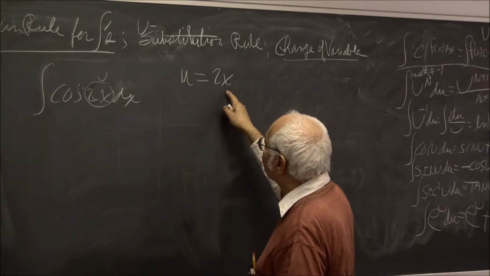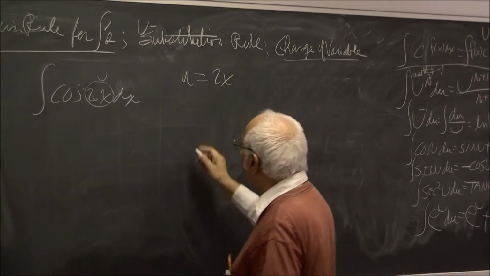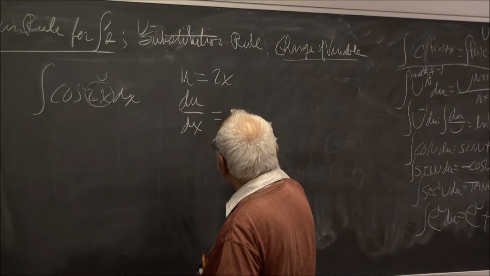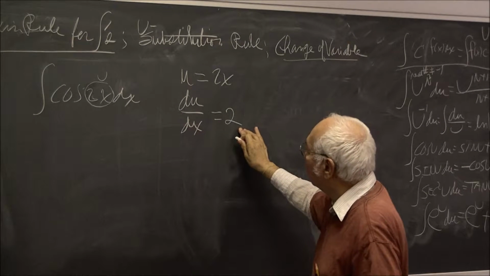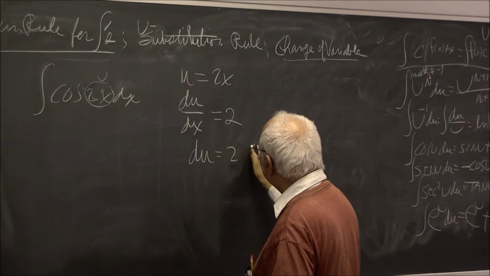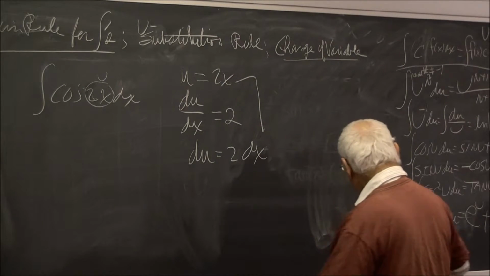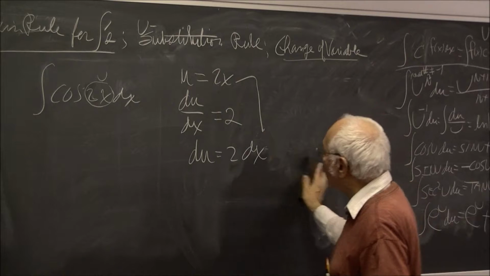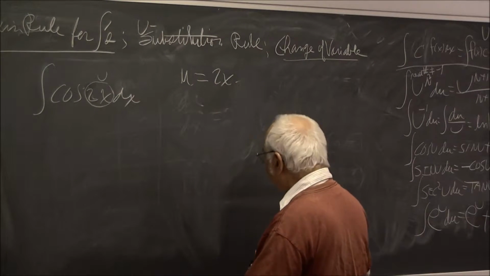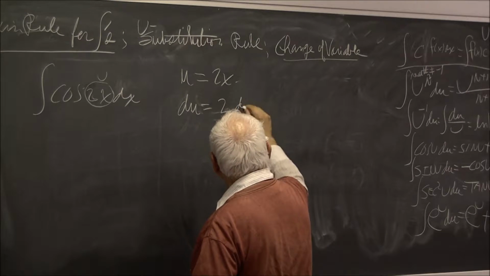u is equal to 2x. Now I'm going to show this one time, and from now on you can skip this step and go to the third step. Then du over dx is equal to the derivative of 2x, which is 2. But what you want to do is write it this way: du is equal to 2 dx. So from now on I'm going to go directly from here to here. And in fact, I'll do it now so that you can get used to it. So if u is equal to 2x, then du is going to be equal to 2 dx.